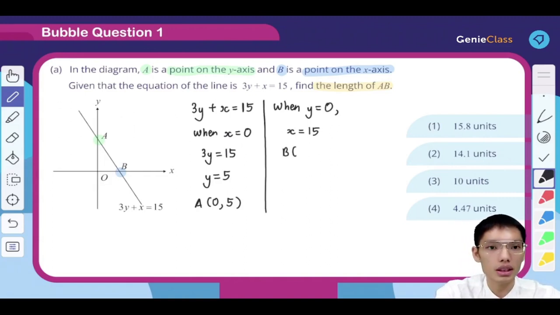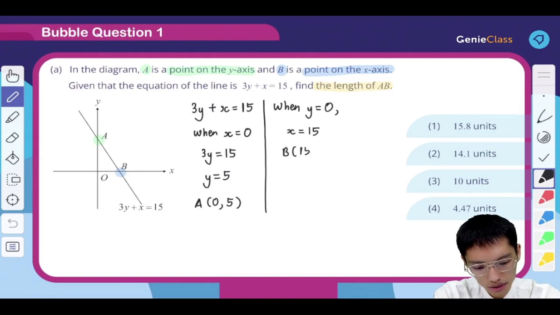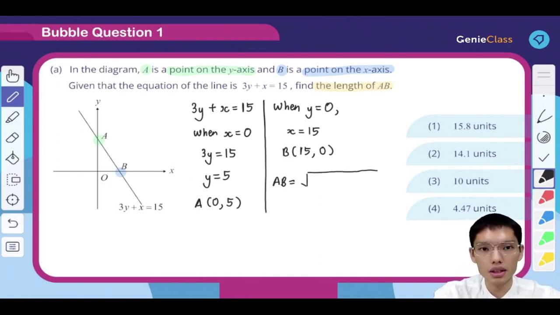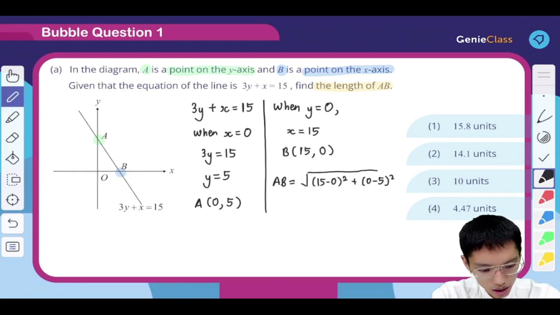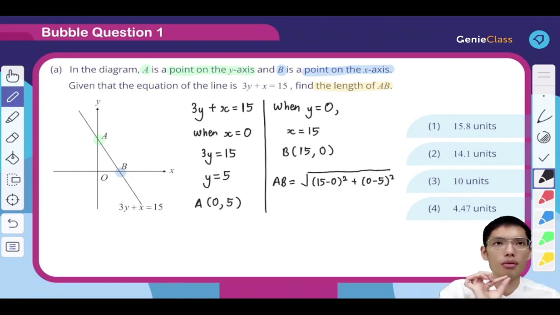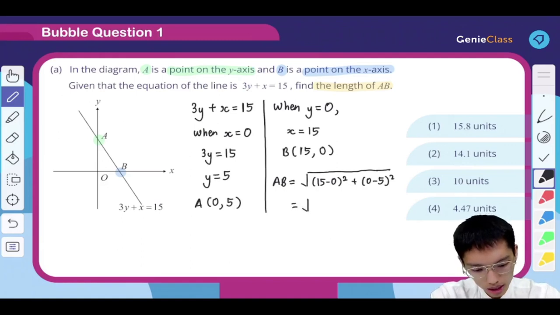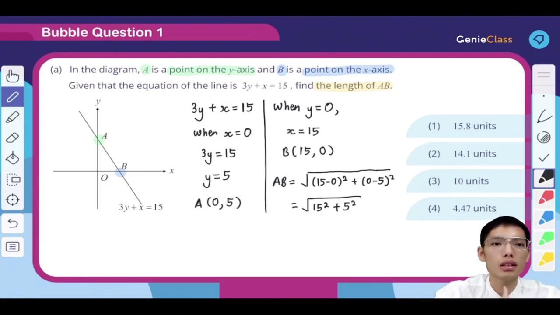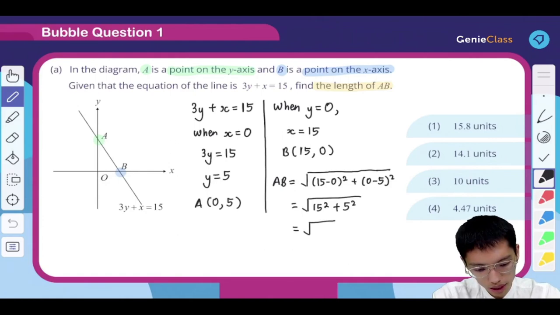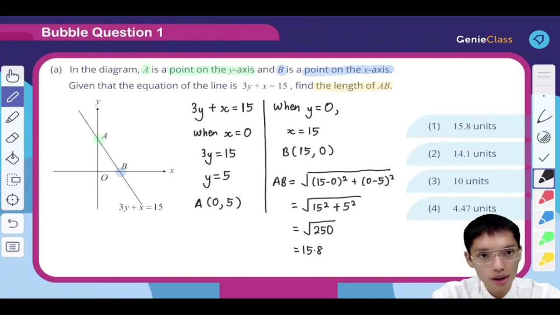Now take note over here, that is where some of you may have made a mistake. When you want to find AB, depending on how you do it, it's going to be 15 minus 0 square plus 0 minus 5 square. Now take note, when you take the square, it is positive on both sides. So it is actually going to be 15 square plus 5 square. Take your calculator, press it, you're going to get the square root of 250, which gives you the answer of 15.8. So be very, very careful.